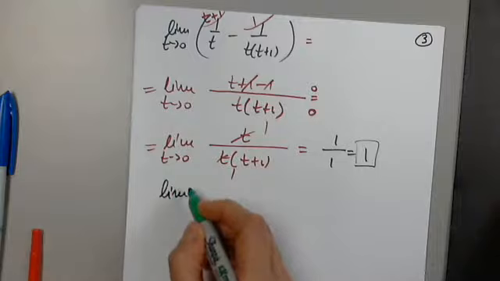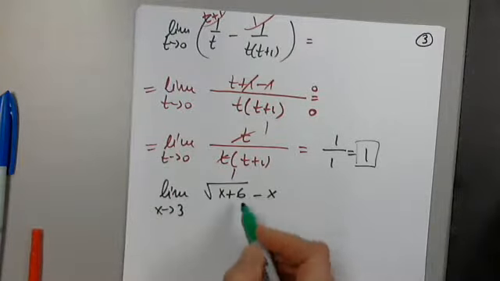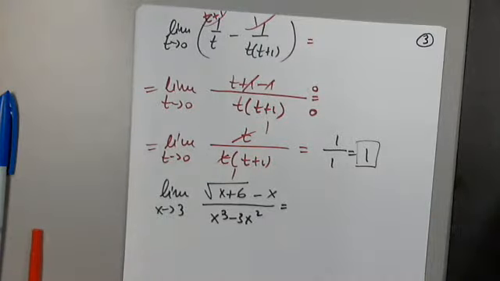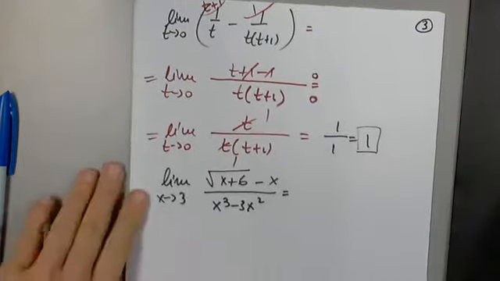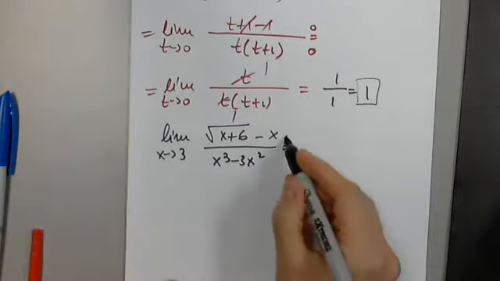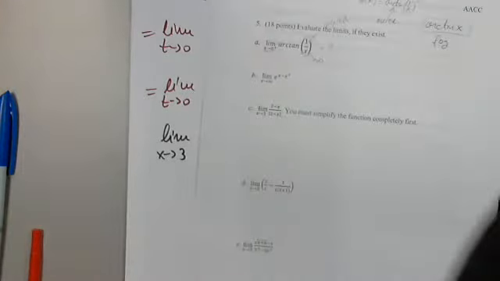Next one is limit as x approaches 3 of the square root of x plus 6 minus x, over x cubed minus 3x squared. Okay, what is the first step here? Yes. What do we get at the top? 0. Good. What do we get at the bottom? 0. Good. So without even looking, we know that we are after a particular factor that we hope will go away from the top and will go away from the bottom. Which factor?